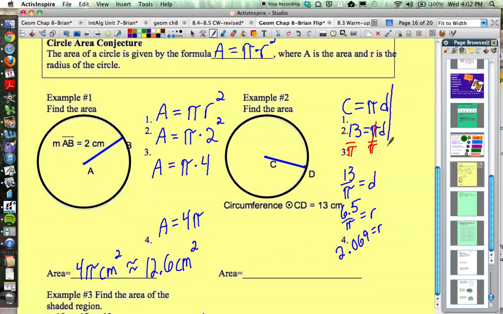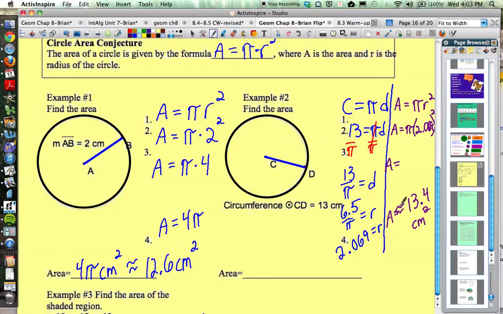I'm going to try to squeeze in our area of the circle on the other side here. So the area for a circle is equal to pi times r squared. Area is equal to pi times 2.069 squared. I know that's a little hard to read. That's 2.069 squared. And so when you punch that in, the area ends up being, we'll bring that all the way down here, approximately equal to 13.4 square centimeters.